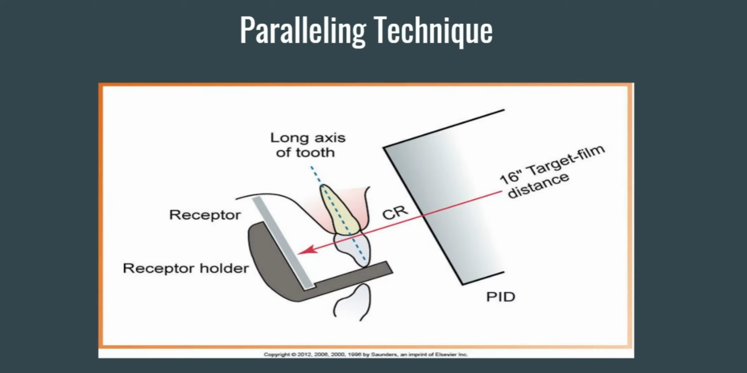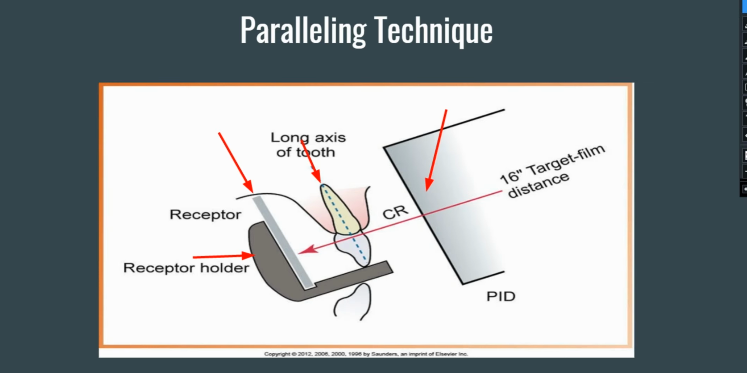So let's review what this basically all means. Here we have our PID, here we have the tooth, and this is the film. And this would be the film holder. As you can see, it's using the word receptor interchangeably as well. Traditional film would be the film, digital sensor would be the sensor, but they are both also known as the receptor.